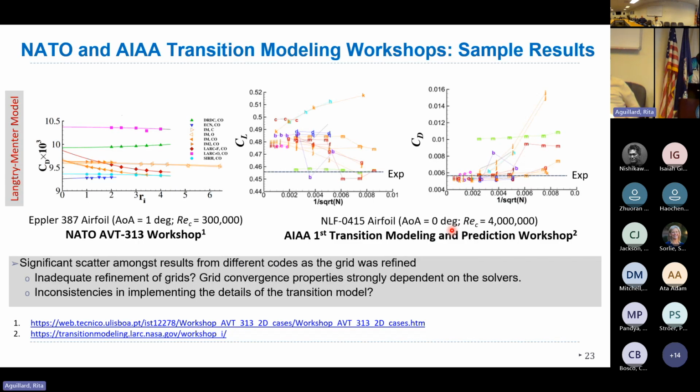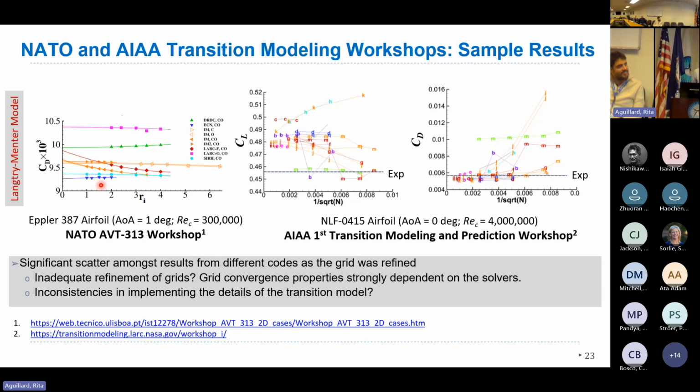So what are the problems with these PDE-based methods? There have been several workshops in the last few years focusing on just these PDE-based methods. There was a NATO workshop, an AIAA workshop. So this is a simple case. This is one airfoil case with transition. This is another airfoil case with transition. All the participants produced these results on the same set of grids, and we have a huge scatter. We cannot even come to any agreement.